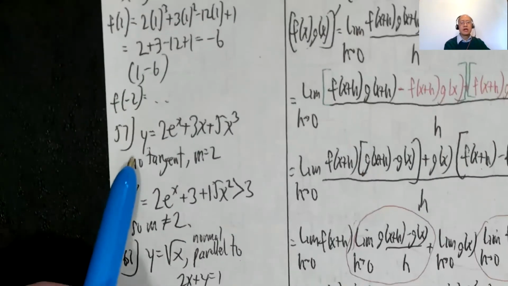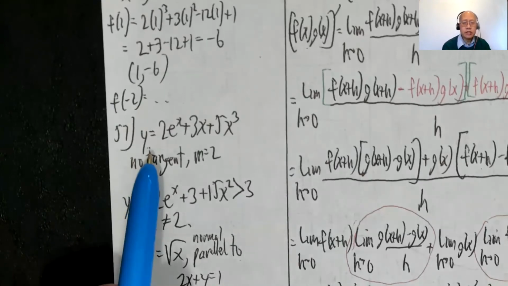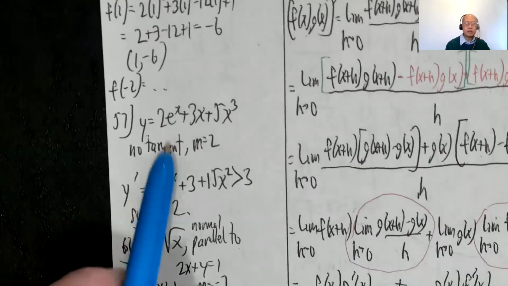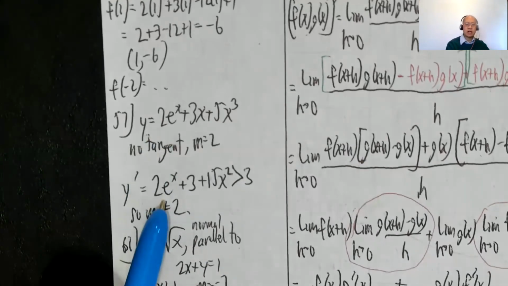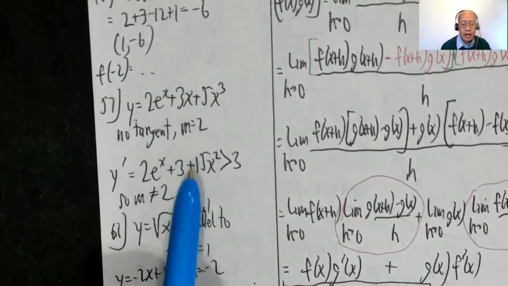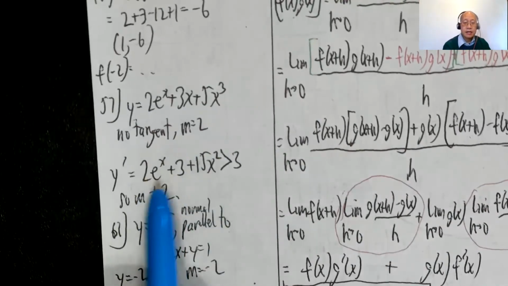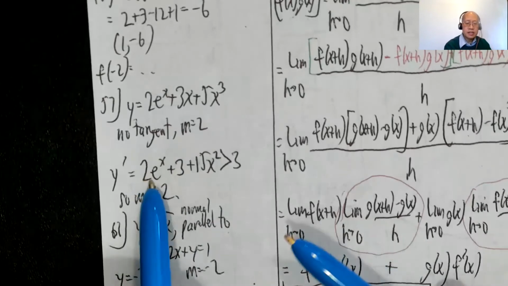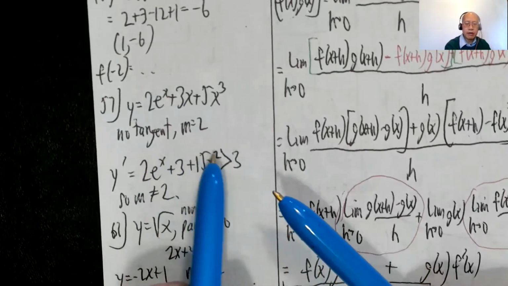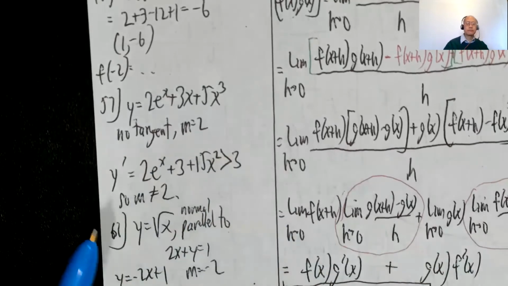Okay, 57, it says show that there's no tangent that has a slope of 2. So I take the derivative. Derivative of 2e to the x is itself. Derivative of this is 3. Derivative of this is 15x squared. And you can tell 3 is positive. This is greater than 0. This is non-negative. So this whole quantity has to be greater than 3. It can never equal 2.